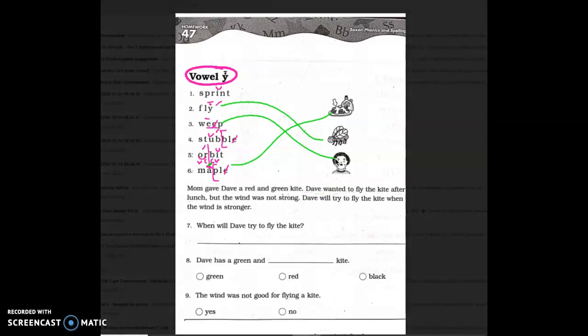Okay, so the first question is, when will Dave try to fly the kite? So it's a little tricky here because in sentence number 2, it is saying that Dave wanted to fly the kite after lunch. So that may kind of trick you and make you think that is when he's going to try. But it says the wind was not strong enough, so he's going to try to fly the kite when the wind is stronger. So that's a little tricky. So when will he try to fly the kite? And we want to say when the wind is stronger.